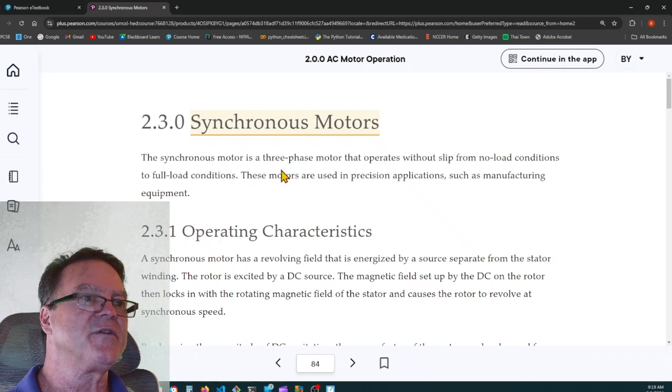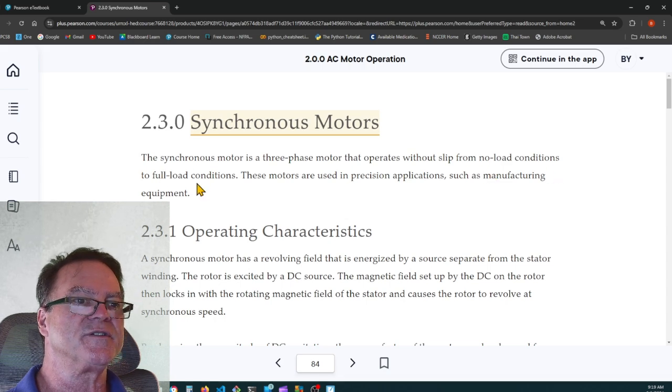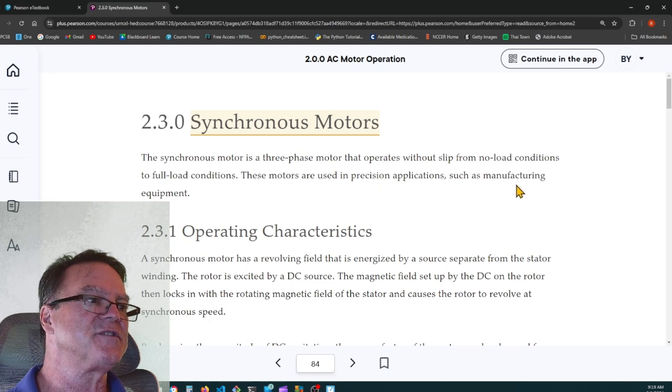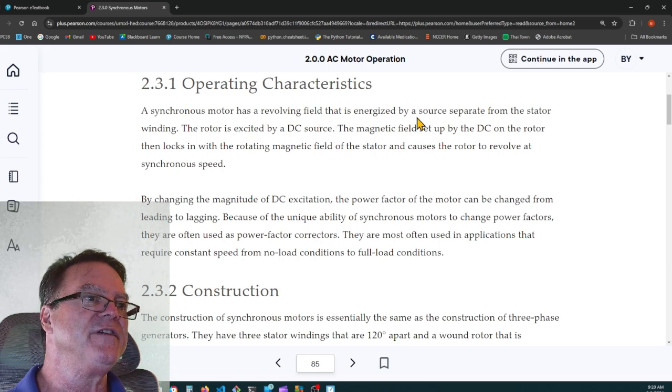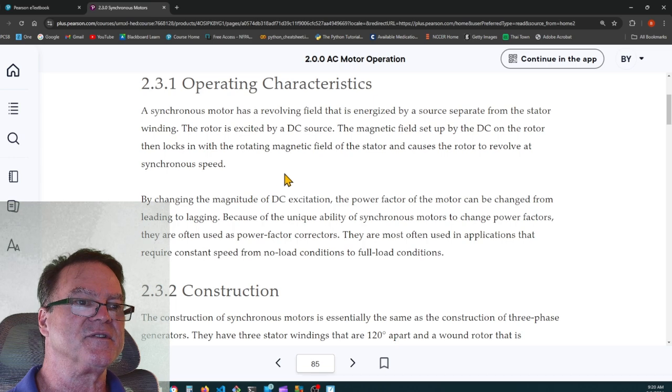Synchronous motors. The synchronous motor is a three-phase motor that operates without slip for no load conditions to full load conditions. These motors are used in precision applications such as manufacturing equipment. The synchronous motor has a revolving field that is energized by a source separate from the stator winding. The rotor is excited by a DC source. There you go, they call it an exciter. The magnetic field set up by the DC on the rotor then locks in with the rotating magnetic field on the stator and causes the rotor to revolve at synchronous speed.